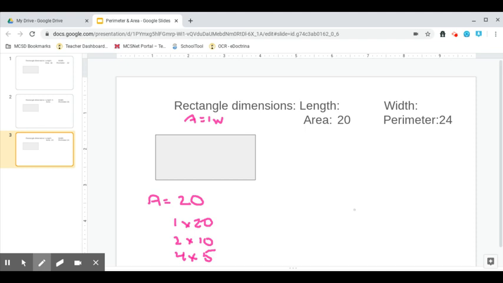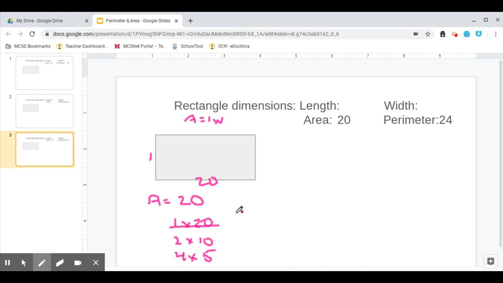Now I need the area of 20 to give me a perimeter of 24. So if I say 1 times 20 is what I use, I have 1 and 20 for my dimensions. So 1 and 20 is 21. I double it, I would get 42 for a perimeter. I need 24. So that is too big.